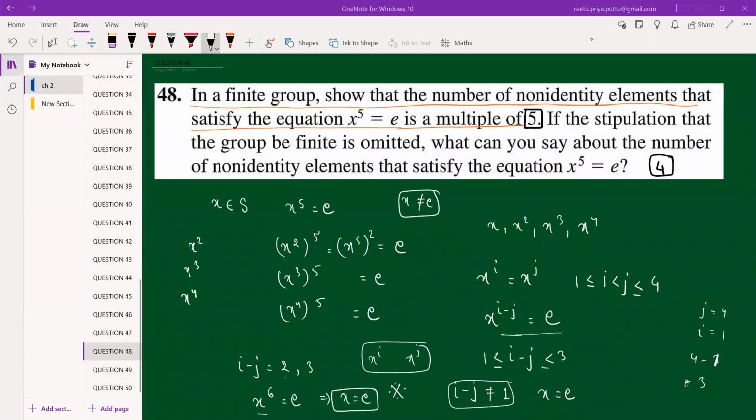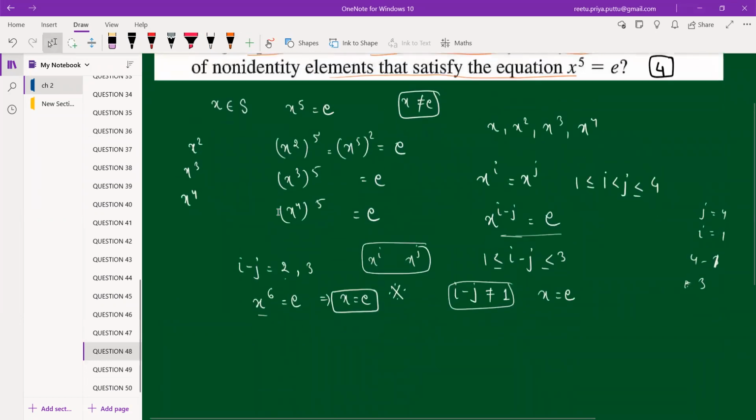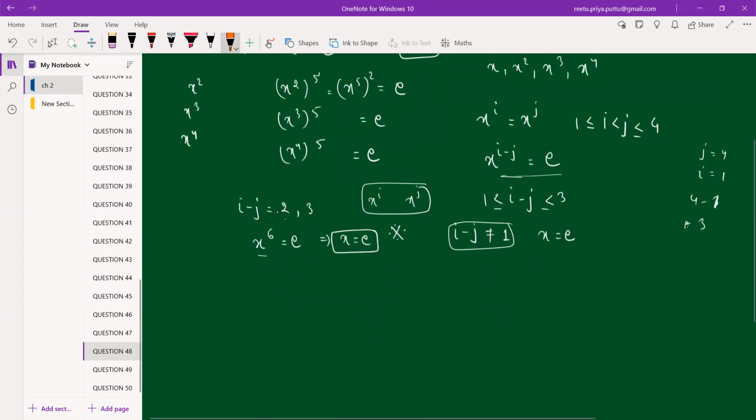Now we have the question: if the stipulation that the group be finite is omitted, what can you say about the number of non-identity elements satisfying this? So if we have an infinite group, then we can have two possibilities. Okay, so suppose G is infinite. Now I have two possibilities.